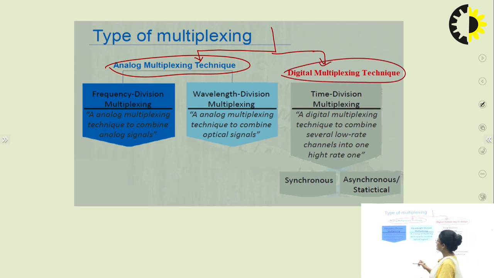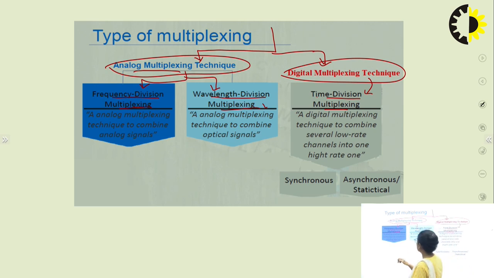Now under the analog multiplexing technique, again we have two types. We call one frequency division multiplexing, and the other one is wavelength division multiplexing. Both these techniques come under the category of analog multiplexing techniques. And under the digital multiplexing technique, we have time division multiplexing. I'll talk more on this as we take them up one by one.